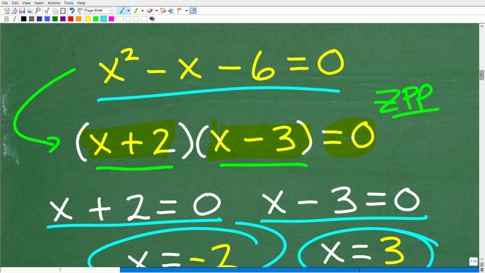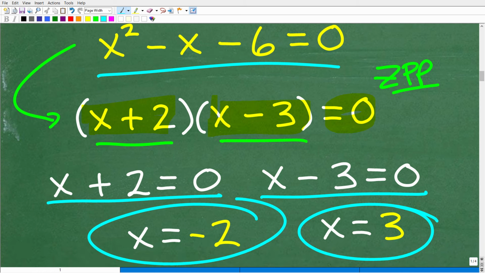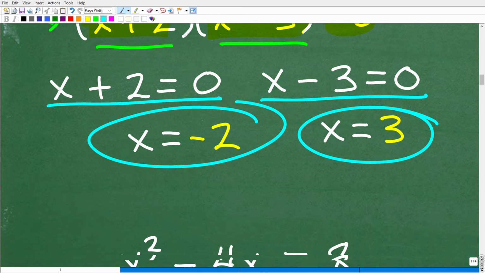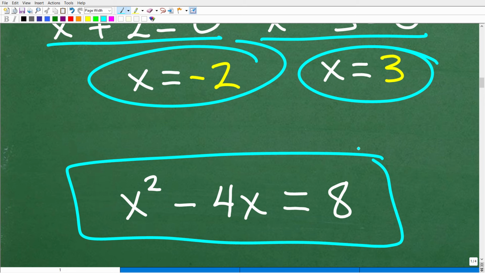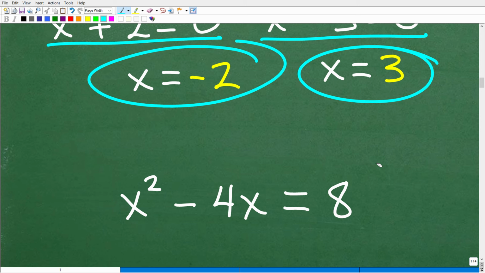Now let's take a look at another example, and let's see how well you do with this one. Here is the problem: x squared minus 4x is equal to 8. If you are really a certified professional in the quadratic formula and solving quadratic equations, then you should be able to figure this out and get the solution. So let's see how well you do. If you want to pause the video and work on this for a minute or two, that's fine, but I'm going to go ahead and get into this right now.